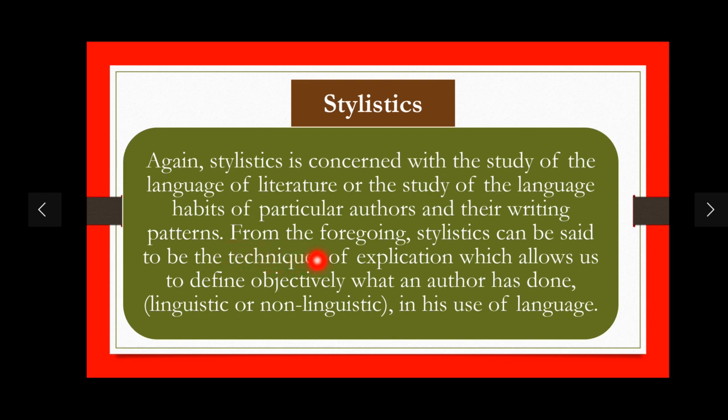Now, from the foregoing, stylistics can be said to be the techniques of explication which allow us to define objectively what an author has done, linguistic or non-linguistic, in his use of language. So what do we do in stylistics? It's a technique of explication which allows us to define objectively what an author has done in his use of language.